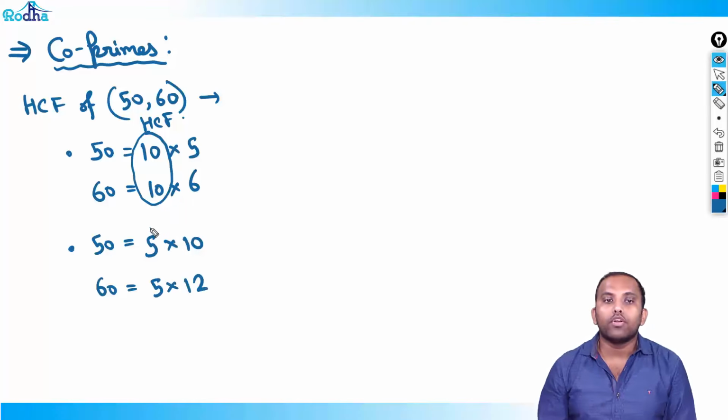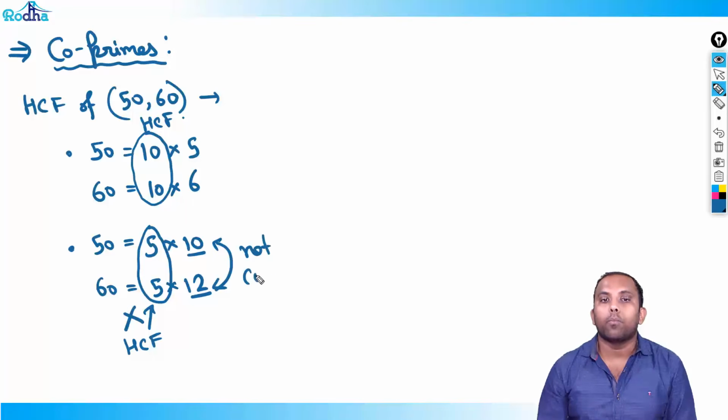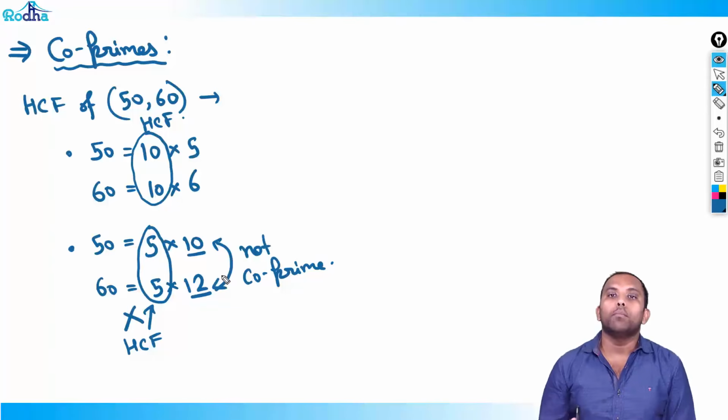So in this case, why is 5 not the HCF? I know that 5 is not the HCF. Why? Because these numbers 10 and 12 are not co-prime. Co-prime means their HCF is 1. Two numbers having HCF as 1 are said to be co-prime, or in other words, they have nothing in common. For example, 5 and 6 are co-prime.